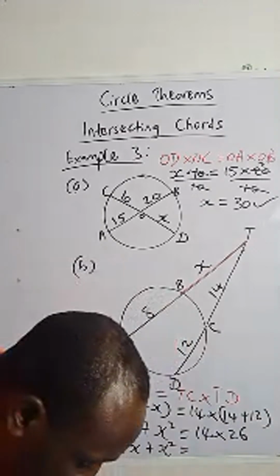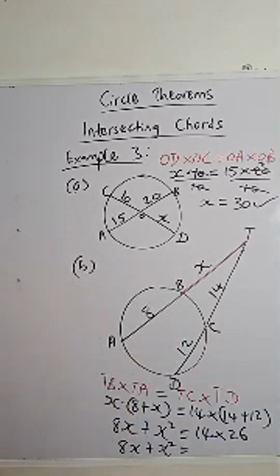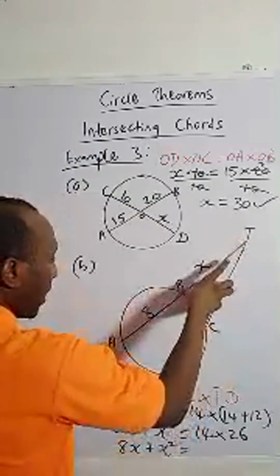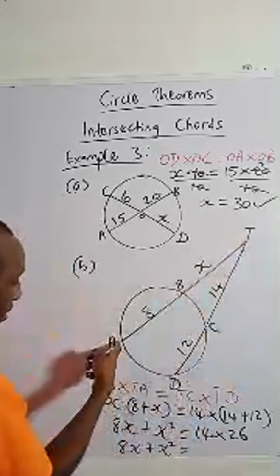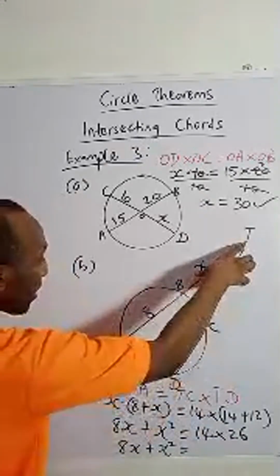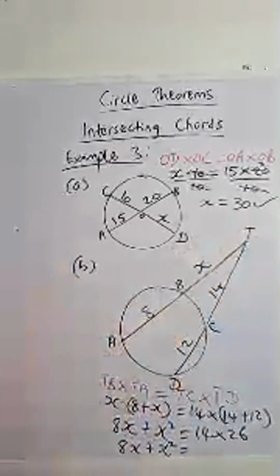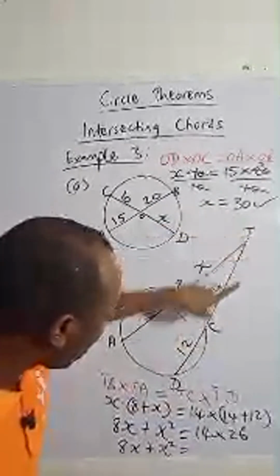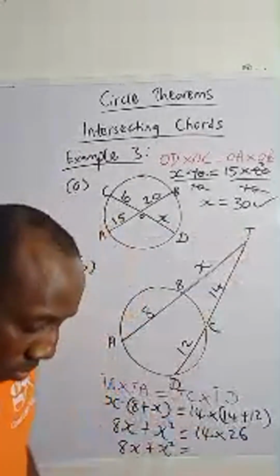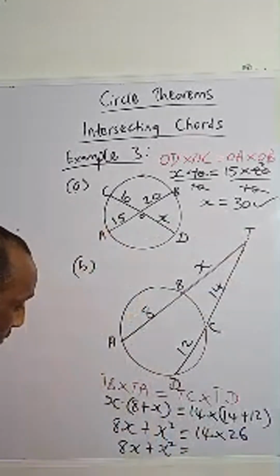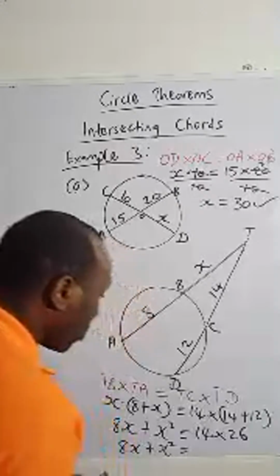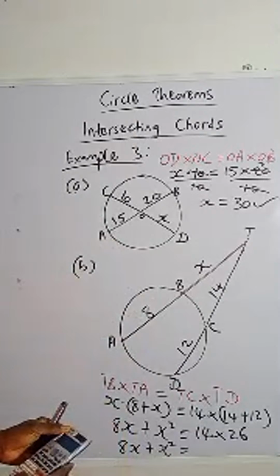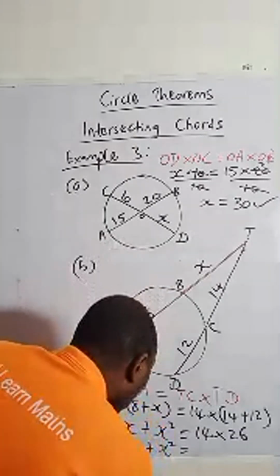I should repeat. So I did TB from T to B, which is x, times TA, which is 8 plus x. I added x to 8, giving you TA. This is equal to 14 from TC times TD, that's 14 plus 12. So 14 times 26 is what? That's 364.